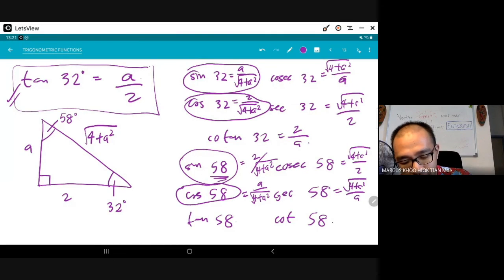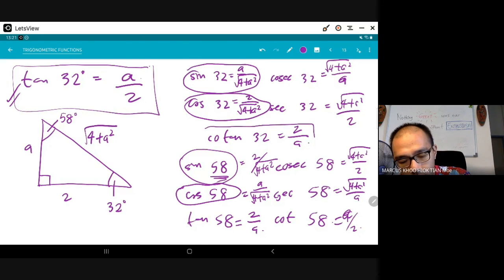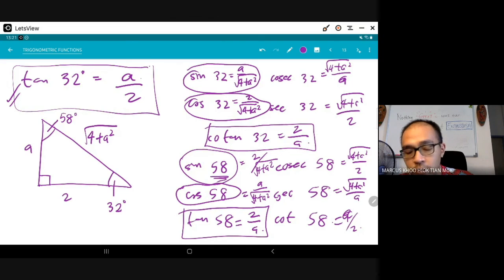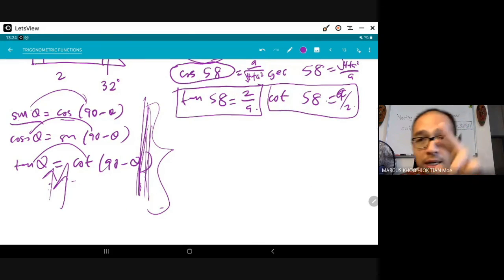Okay, tangent 58 is the same as 2 over a, and cotangent 58 is the same as a over 2. Notice that the cotangent 32 and the tangent 58 are the same value. The tangent 32 and the cotangent 58 are the same value, because of the relationship of the complementary angles. Okay, one last question and then we're done for the day.